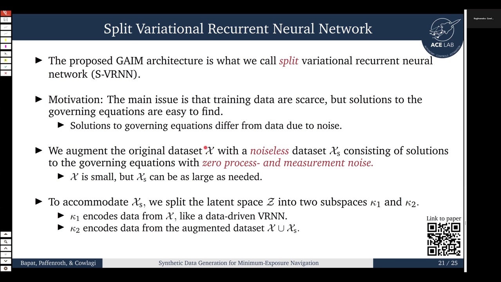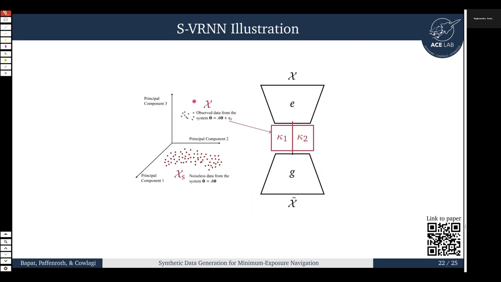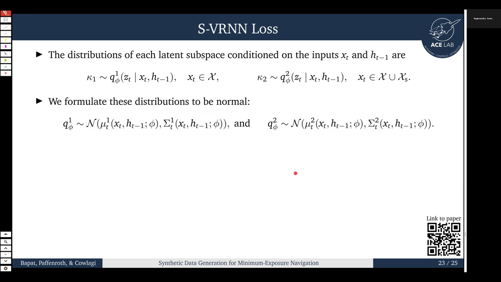The way we accommodate these two data sets while also augmenting them with each other, in some sense, is to split the latent space such that one part of the latent space is reserved for the real world data, whereas the other is reserved for the larger augmented data set. So here's a conceptual illustration of these two. We hope that the real world data is somewhat close to the noiseless idealized data that we can synthesize just by solving the governing equations. And then we reserve one part of the latent subspace to accommodate the real world data.